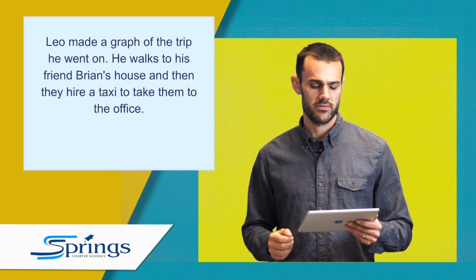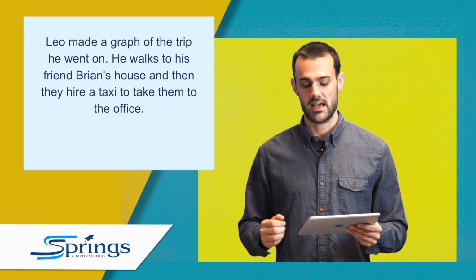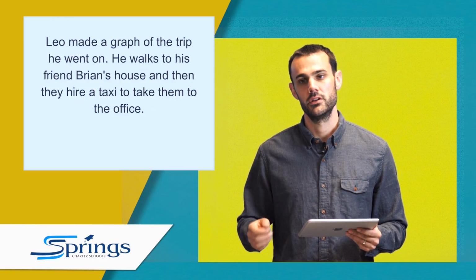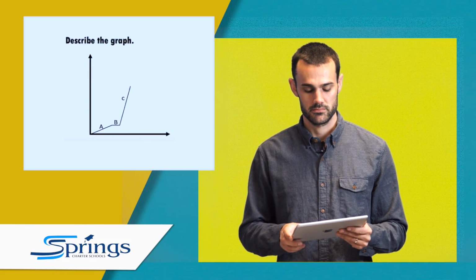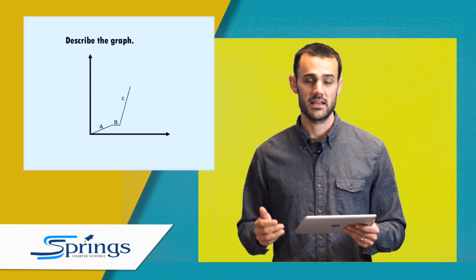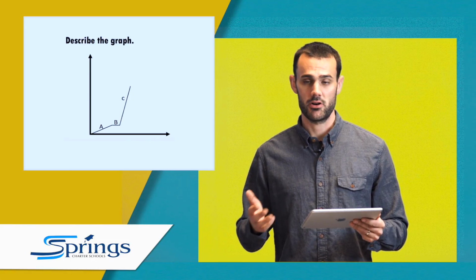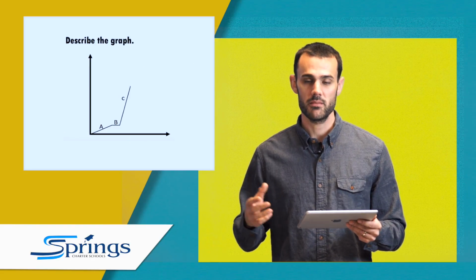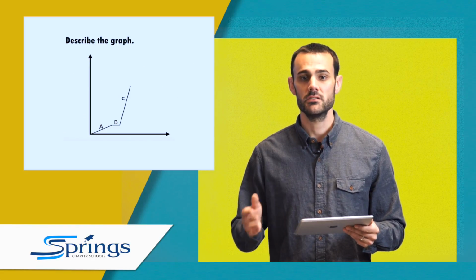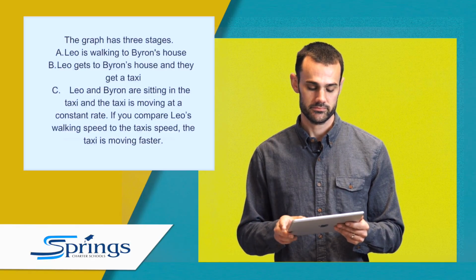So Leo made a graph of his trip. He walks to his friend Brian's house, and then he hires a taxi to take them to their office where they work. Let's see what that graph looks like. Here's the graph. It's asking us to describe this graph. So we can see here that A is a part of the graph. There's a section for B and a part for C. So let's go ahead and take a look at each one of these sections of the graph separately.